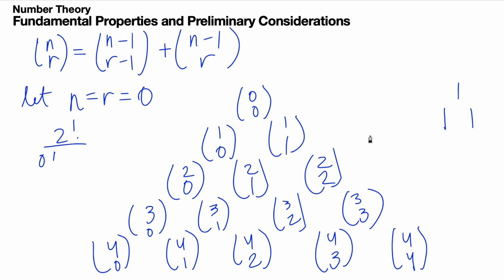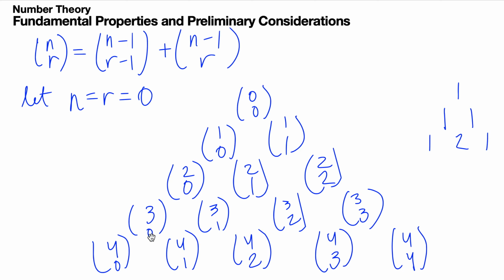Okay, how about 2 choose 1? So we have 2 factorial all over 1 factorial times (2 minus 1) factorial. So this becomes 2 over 1, which is going to give us 2. And lastly, 2 choose 2 is still 1.